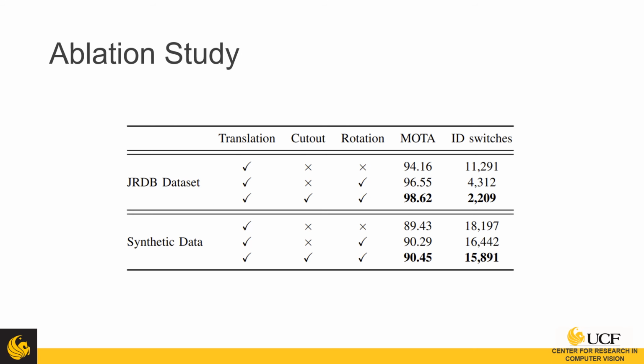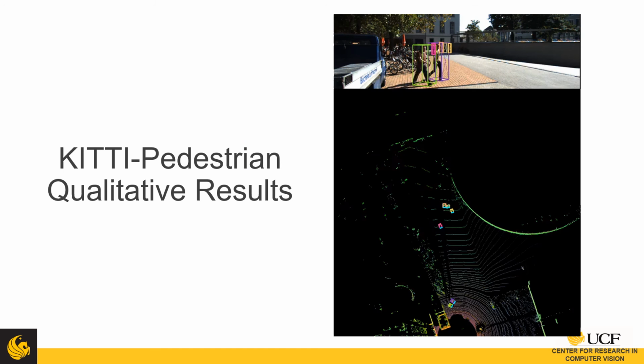Here we show the ablation study of augmentation techniques. Using only translation, which introduces displacement across objects, we are able to get really good results. But when we add cutout and rotation to simulate occlusion and angular motion, our ID switches are reduced and MOTA increases. These are the qualitative results for KITTI pedestrians. On the bottom part, we show the LiDAR view. On the top part, we show the image view. For training, we have used the LiDAR part only, but to visualize, we are adding the images.